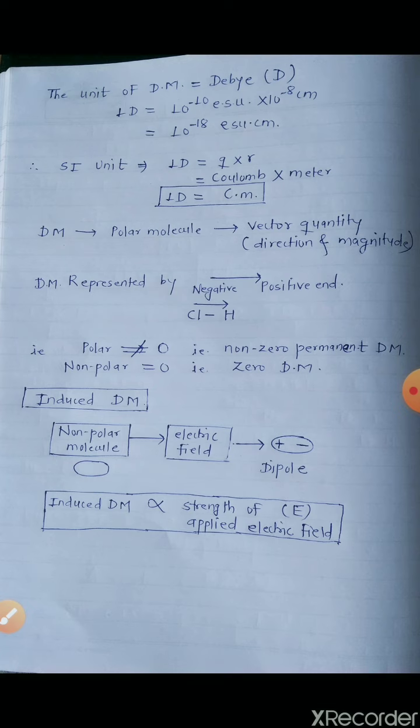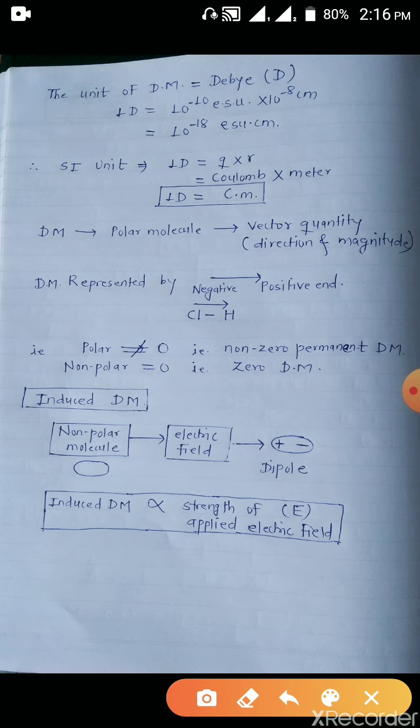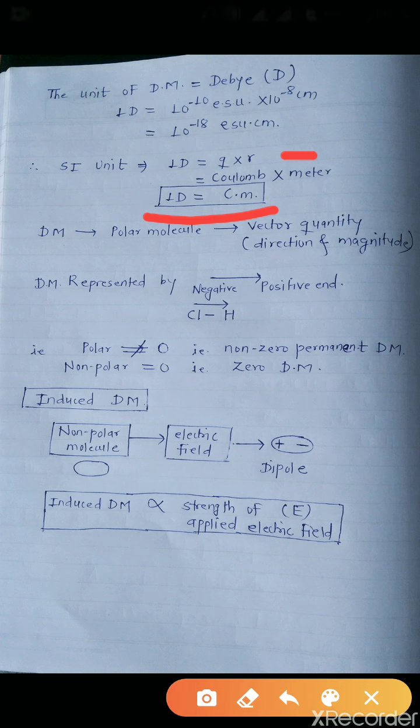As earlier we have seen, dipole moment is calculated by the formula mu equals Q into R. Q, the charge, is expressed in coulomb, and R, the distance, is expressed in meter, and that's why the SI unit of dipole moment is coulomb meter.